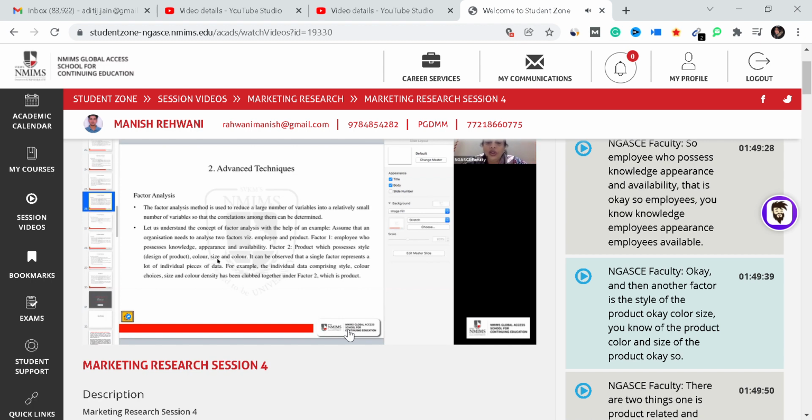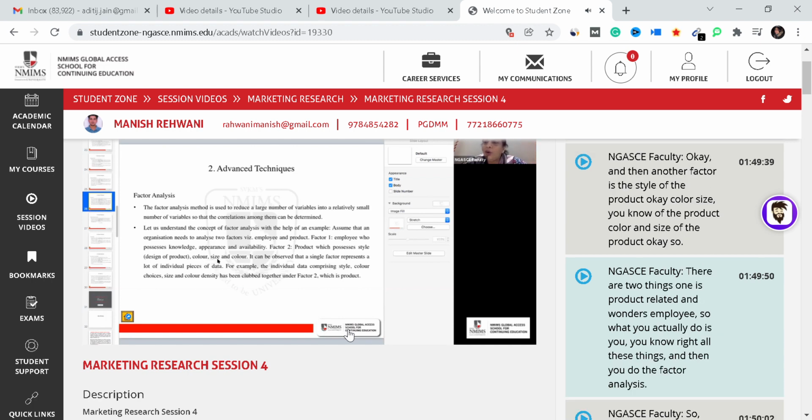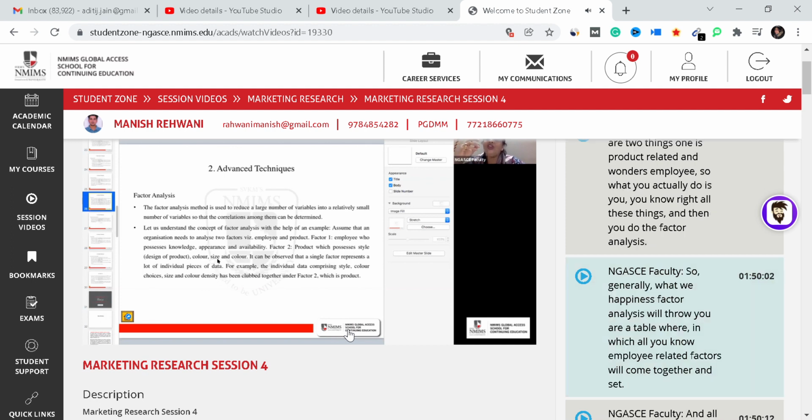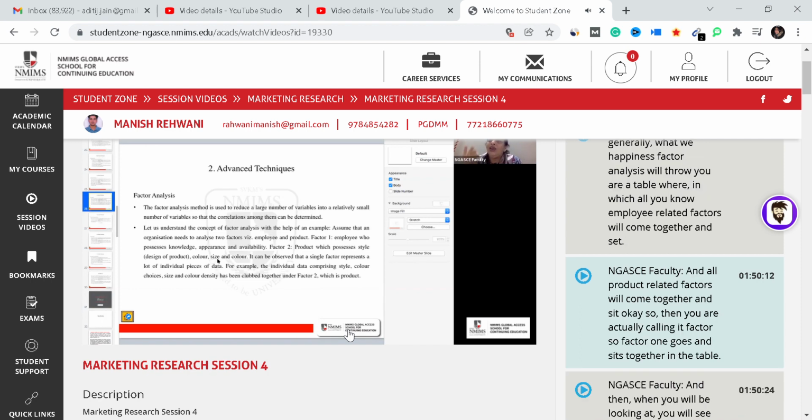Okay, so there are two things. One is product related and one is employee related. So what you actually do is you write all these things and then you do the factor analysis. Generally, factor analysis will throw you a table wherein all employee related factors will come together and sit, and all product related factors will come together and sit. Then you are calling it factor 1.